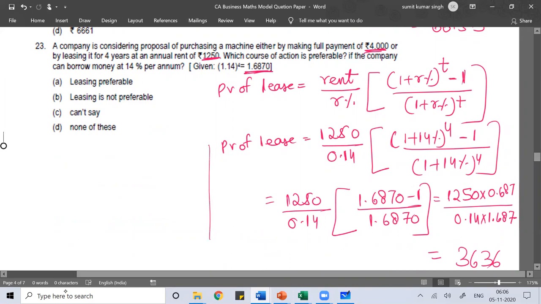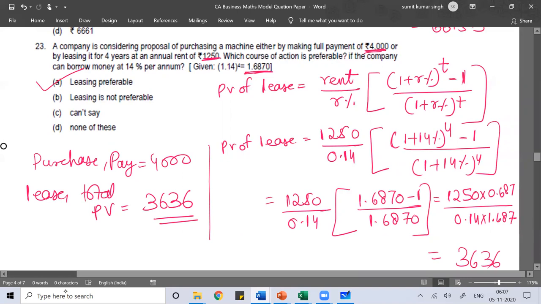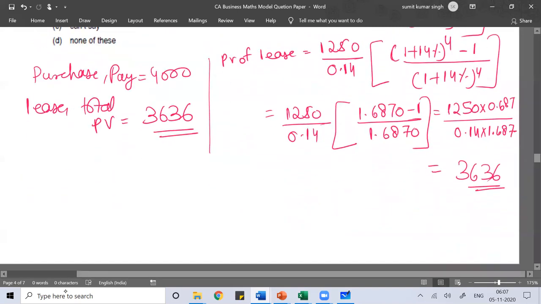So if you purchase the machine, how much do you need to pay? If I purchase, I need to pay 4,000 rupees. While if I take it on lease, the total present value I need to pay is 3,636. So which is better? Leasing is preferable. It's better that you take it on lease so that you save money. Instead of paying 4,000, you end up paying only 3,636. So leasing is a better option.